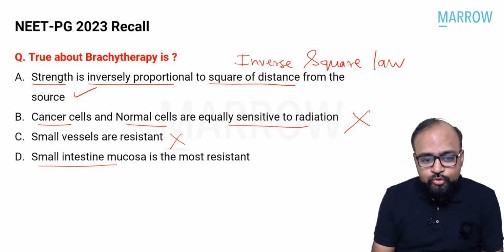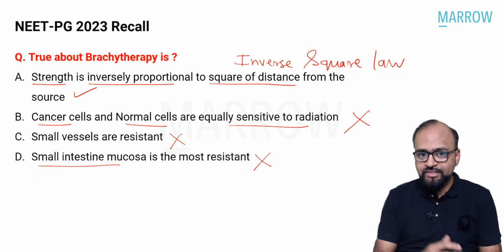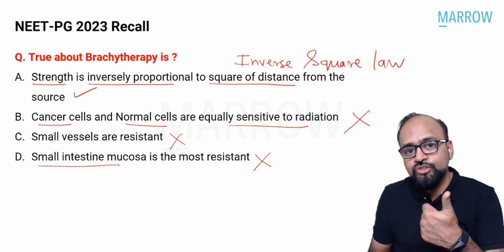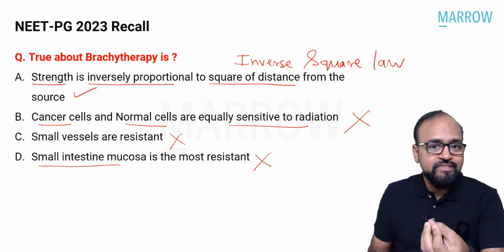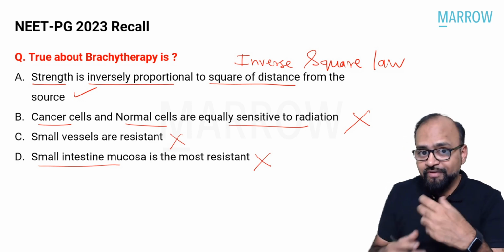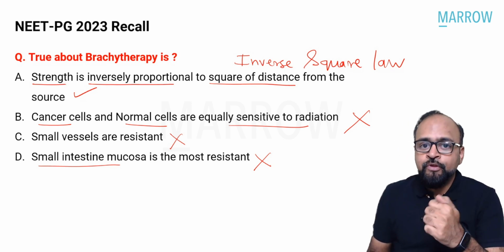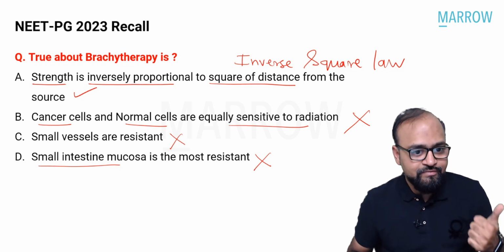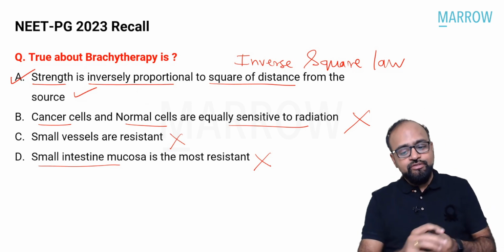Small intestinal mucosa is most resistant is also wrong. We just discussed, in the radiosensitive tissues, we discussed bone marrow, right? We discussed gonads. We discussed the bowel mucosa, right? So we've just discussed that these are constantly dividing, have undifferentiated cells. Law of radiobiology, they are more sensitive, right? Whereas it is the brain neural tissues which are more resistant, they are less sensitive. So therefore true about brachytherapy is yes. So A is the correct answer over here.